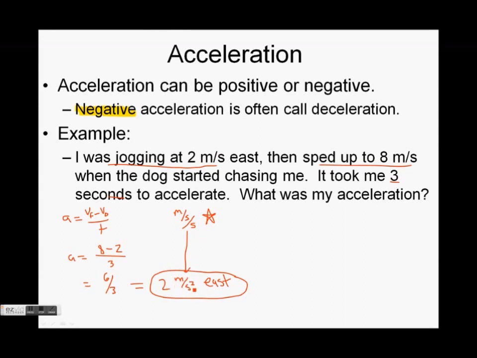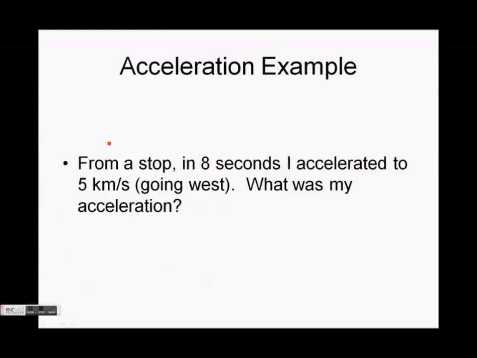But again, let's talk about this meters per second squared thing. What this means is every second I got 2 meters per second faster. Meter per second per second. Every second I got 2 meters per second faster. That's what it means. Now you can simply write it down as meters per second squared, or you could write it as meters per second per second.